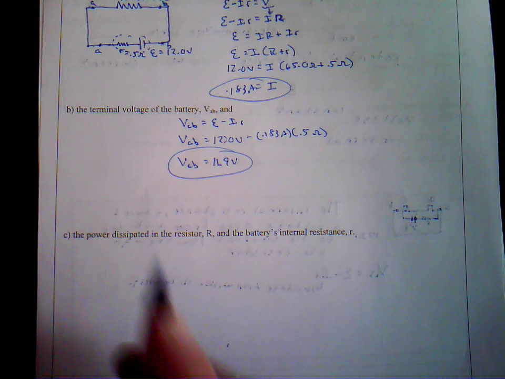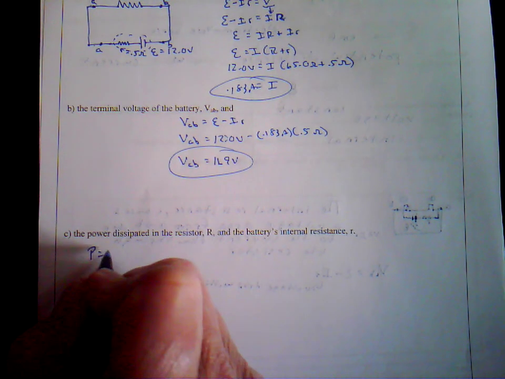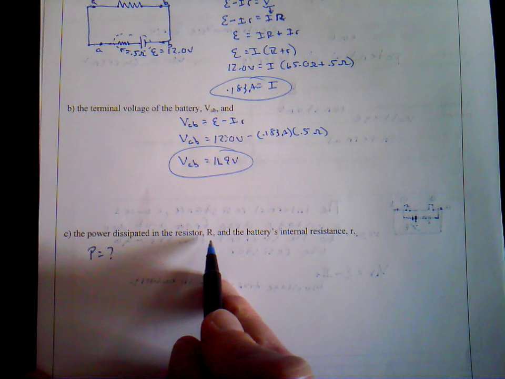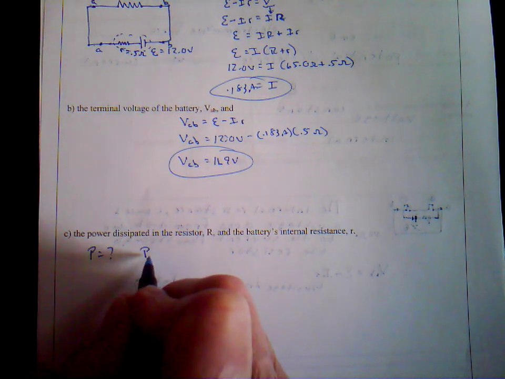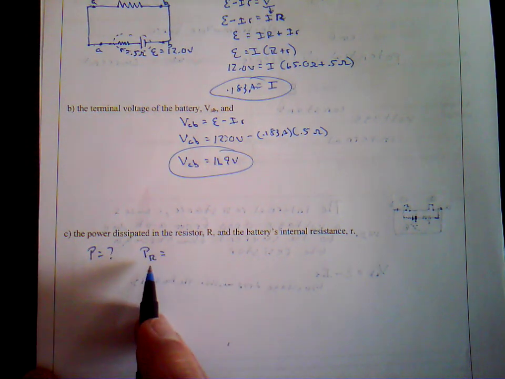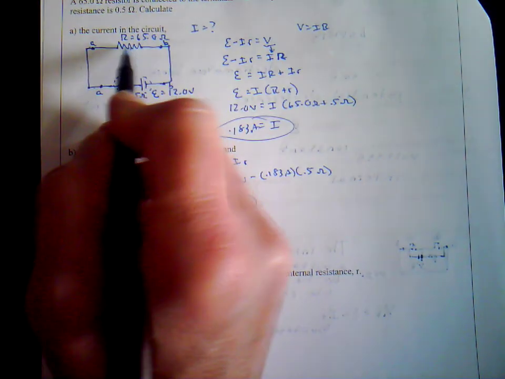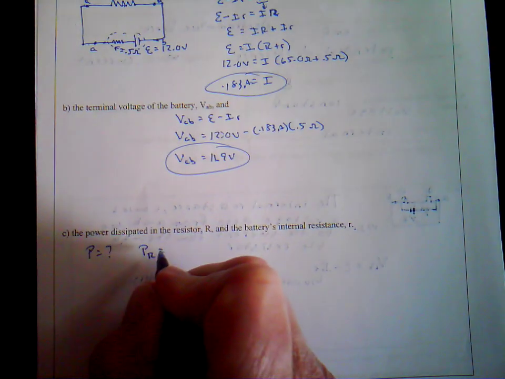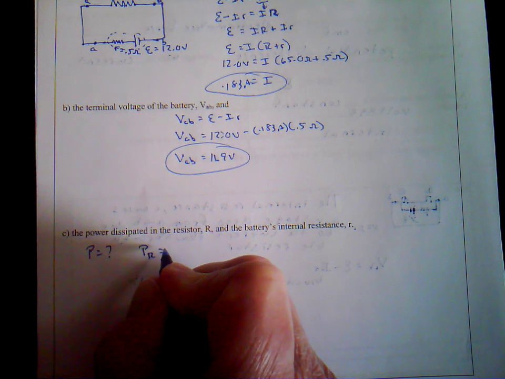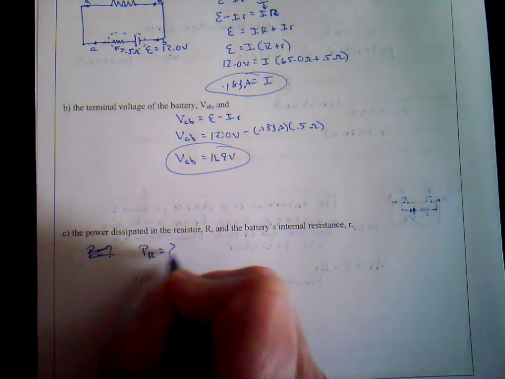The next part, we want to determine the power dissipated in the resistor R. Since it's capital R, we want the resistance, the power dissipated by this resistor right here, the power determined by that resistor right there.